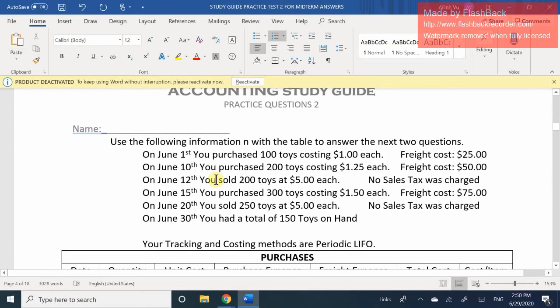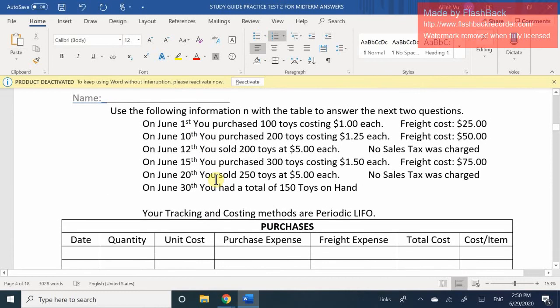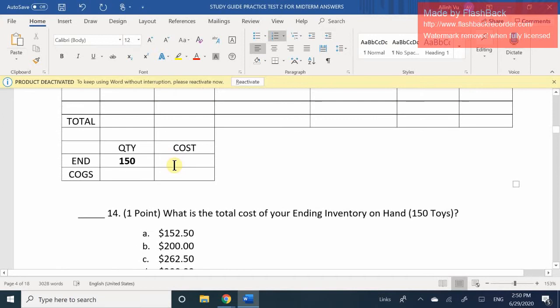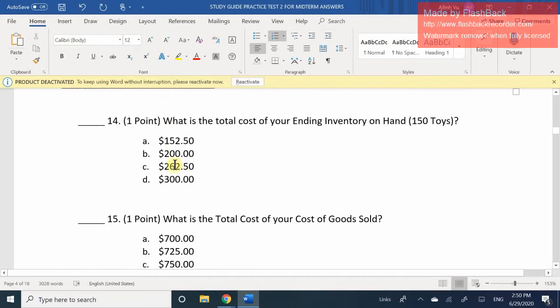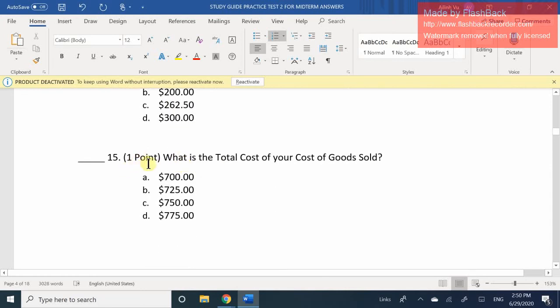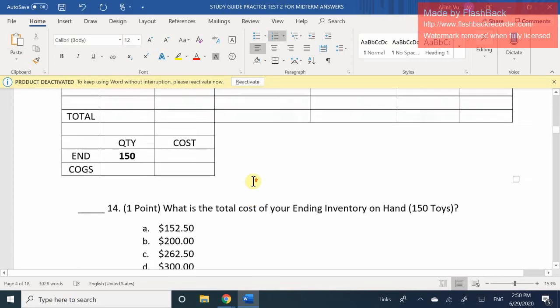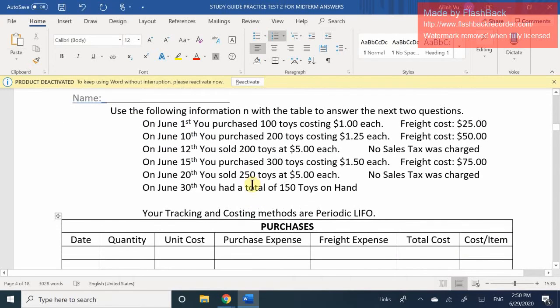All right, so here's an actual inventory problem for you. Use the following information with the table to answer the next 2 questions, okay? So here, let's just skip this information real quick and jump right into the question. So now question 14 is, what is the total cost of your ending inventory? And lastly, what is the total cost of your cost of goods sold? So let's look at our table and at the information.